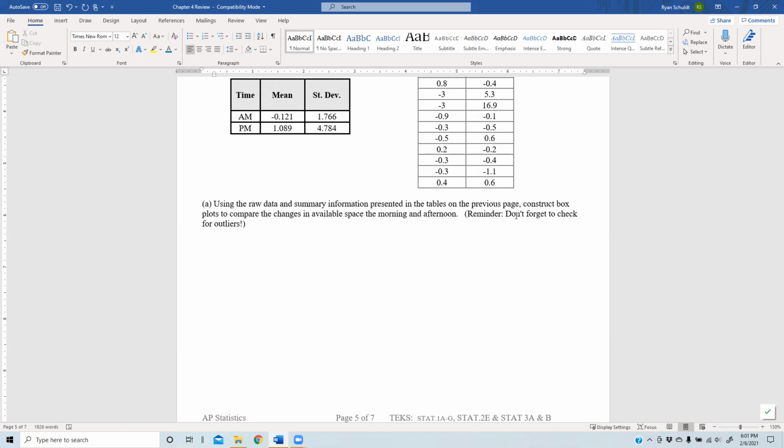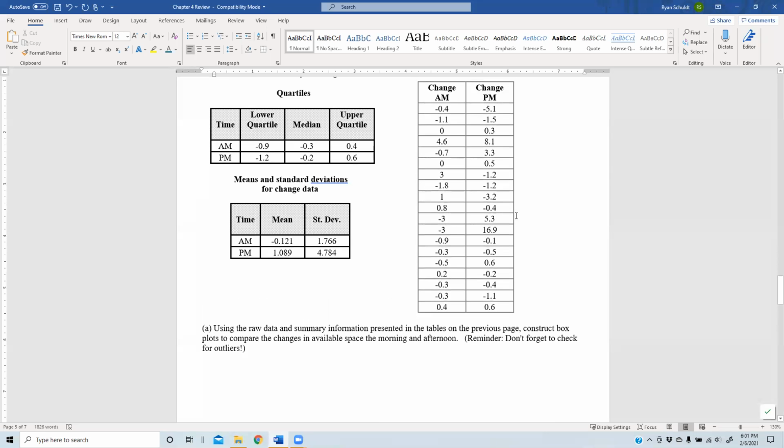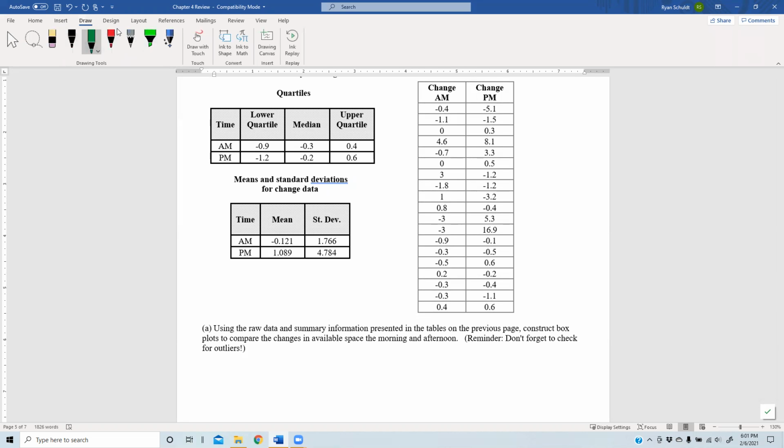Okay, so let's see here. Which means to do outliers, we need to get our IQR. So let's figure that out for each of these. Let's do it up here by the table. The IQR, upper quartile minus lower quartile. So that means for this first one, it's going to be 1.3. Second one will be 1.8.